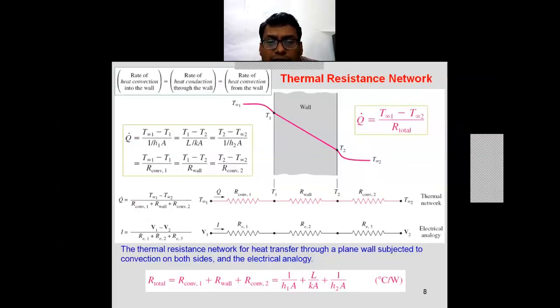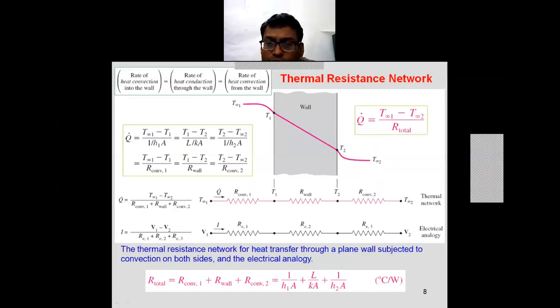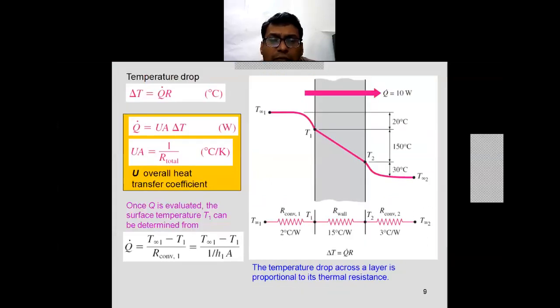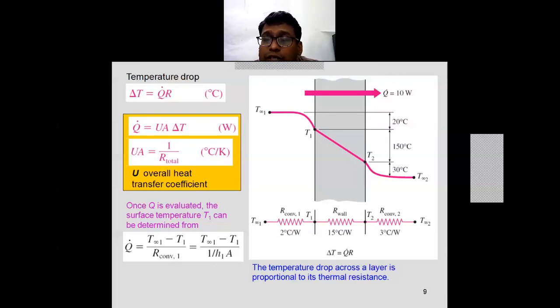So all these resistances are accounted in terms of an overall heat transfer coefficient. This is the overall resistance. R total is the overall resistance, and 1 upon the total resistance is equal to UA. U is the overall heat transfer coefficient, Q is equal to UA delta T. So these are the equations: Q equal to UA delta T, Q equal to HA delta T, Q equal to minus Ka dT upon dx, and Q equal to epsilon sigma A into T raised to 4 minus T raised to 4 surrounding.